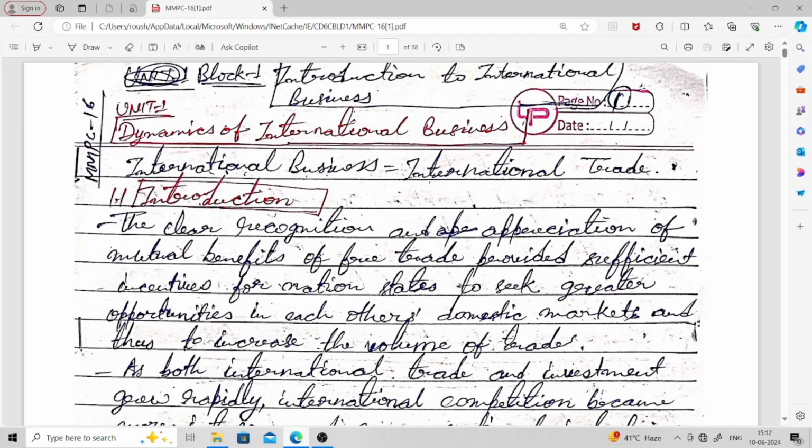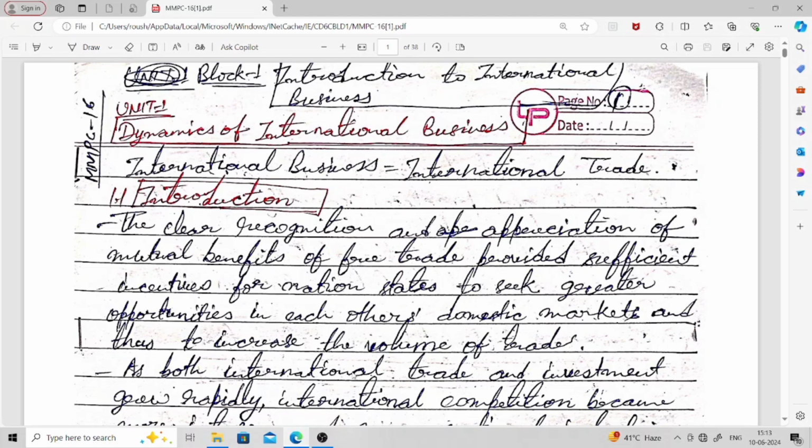Hello and welcome everyone. In this session, I am going to discuss the first unit of MMPC 16. This unit belongs to the first block, and the name of this block is Introduction to International Business. The unit's name is Dynamics of International Business. So here in this unit, I am going to discuss the dynamics of international business.